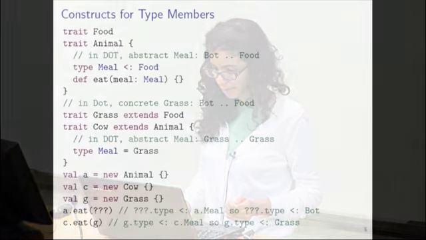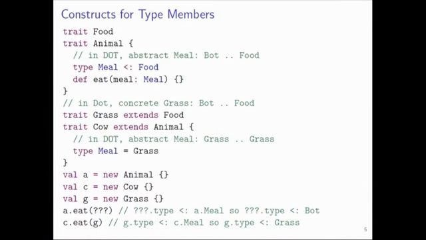To make it concrete, I could have an object like a bit array and its element type. So you can have an animal, and it has some type meal, which is upper bounded by food. You would say the lower bound is bottom and the upper bound is food. Then you can extend this animal with a cow, and you would say that here meal is just grass, so it's upper bounded and lower bounded by grass. And then you can reason about these things.